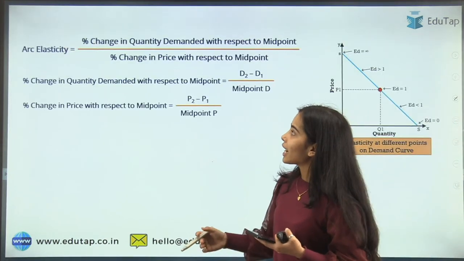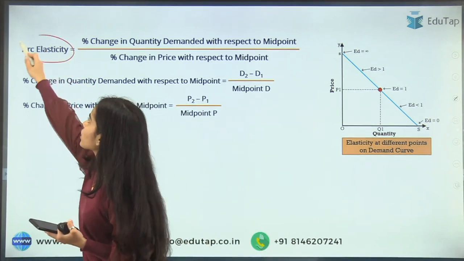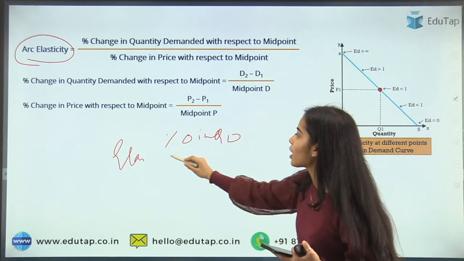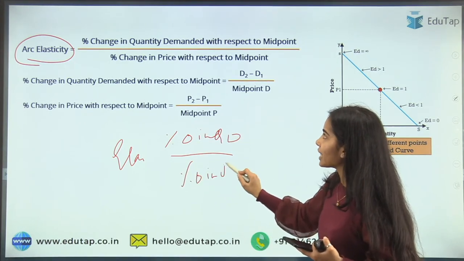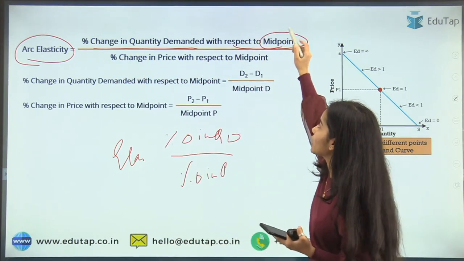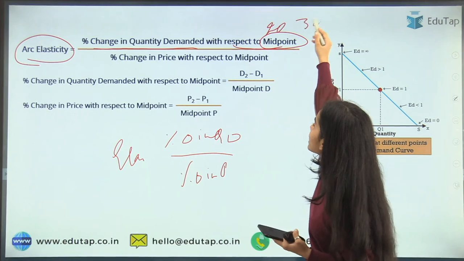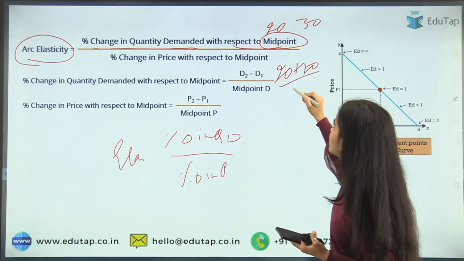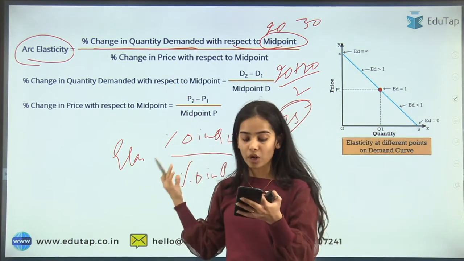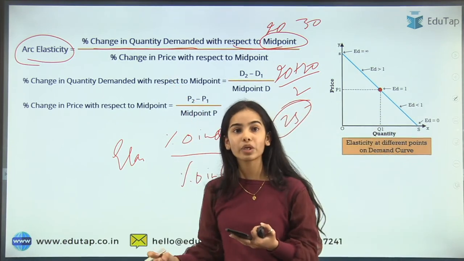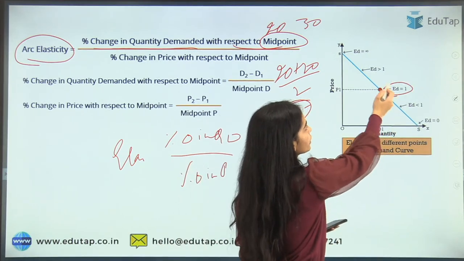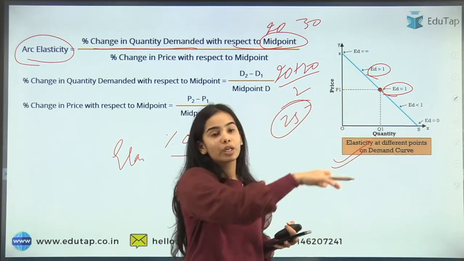Do understand about the arc elasticity also. Elasticity, you know the formula, that is percentage change in quantity demanded upon percentage change in price. The arc elasticity is percentage change in quantity demanded with respect to the midpoint. So if quantity is changing from 20 to 30, the midpoint will be 25, okay? So this is the formula of arc elasticity. I brought it so that you should know about it before going to the exam. And point elasticity, I have already told you, at the mid it is ED equal to 1, above is greater than 1, below is less than 1.